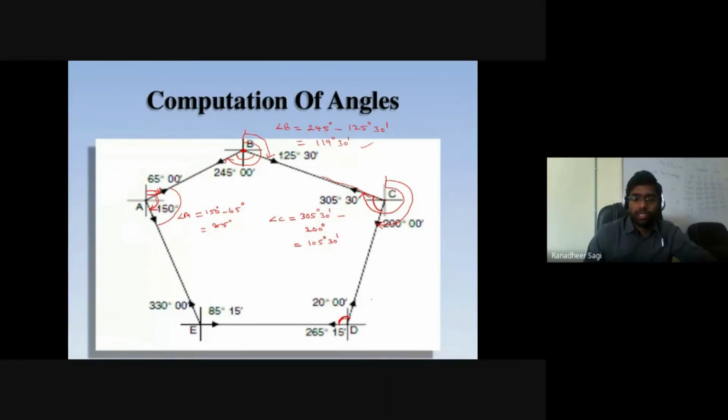Next, likewise, for finding the interior angle at point D, what becomes my interior angle at point D? Look at it carefully. If I want to calculate the interior angle at point D, will it come out to be like this?